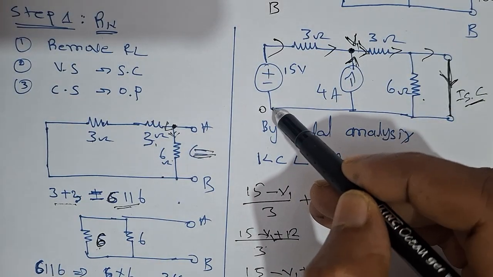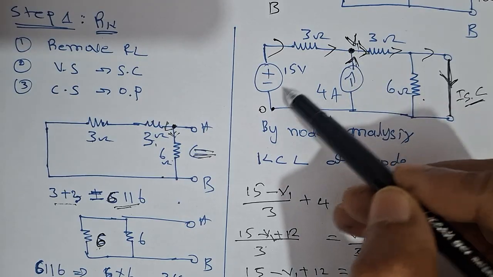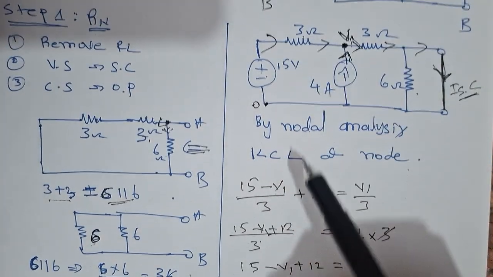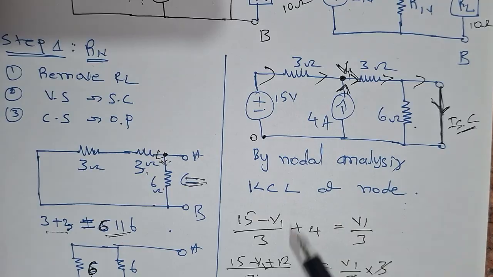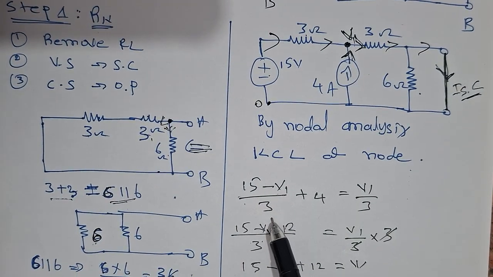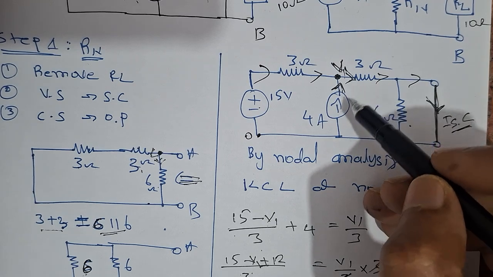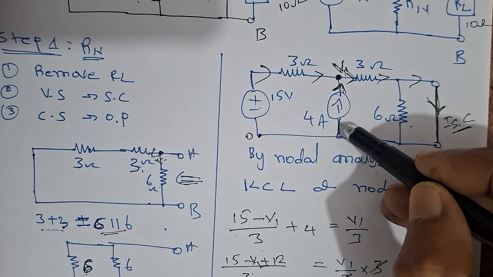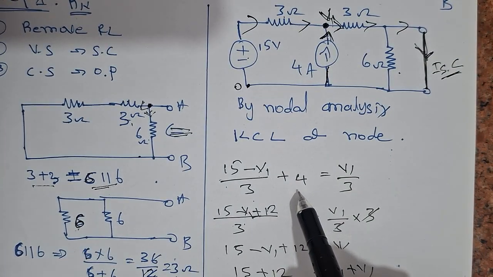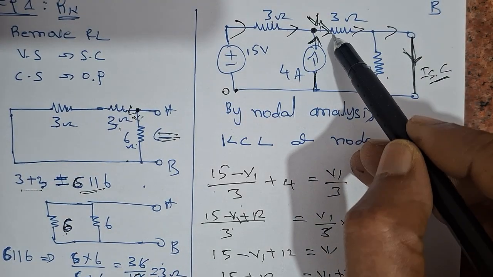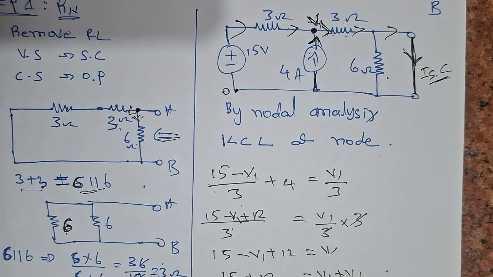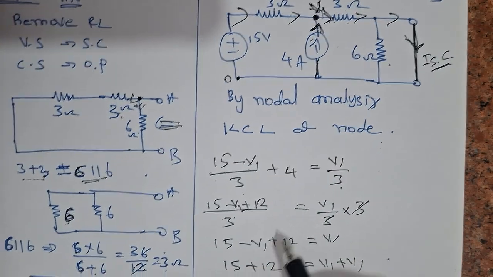Let us take the potential difference between these two points, 15 minus V1, divided by this resistance, 3 ohms. So you get the current flowing through this path: (15 minus V1) divided by 3. Plus this 4 ampere current, which also comes towards this node, is equal to the outgoing current. What is the outgoing current? The voltage V1 divided by this 3 ohm resistance, V1 by 3. So this is the equation.